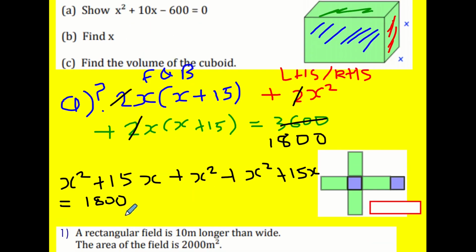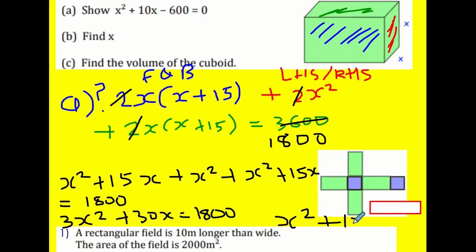I'm nearly there, actually. It might not look like it, but I can simplify this to 3x squared because I'm adding all the x squared terms, plus 30x equals 1,800. We got there. Nearly. Now we just need to divide through by 3. It's a common factor of 3. We can see in the answer there's no 3 in front of the x squared, so it's going to be x squared plus 10x equals, oh no, I'm dividing through by 3, so it's going to be 600.